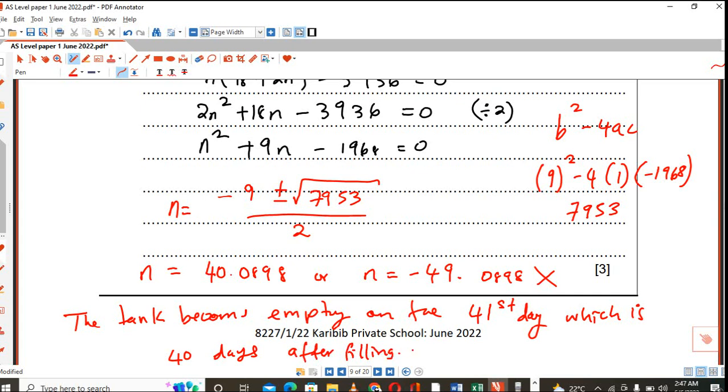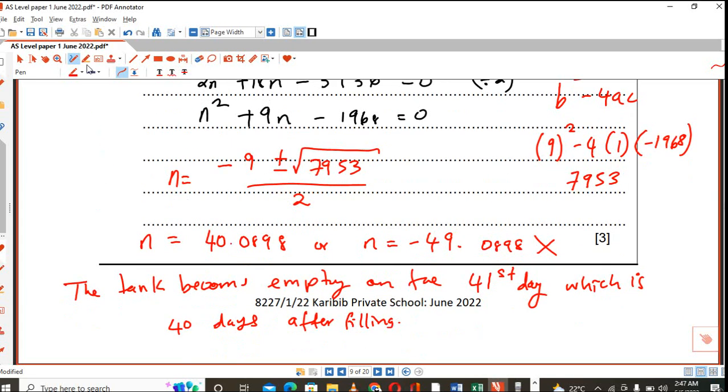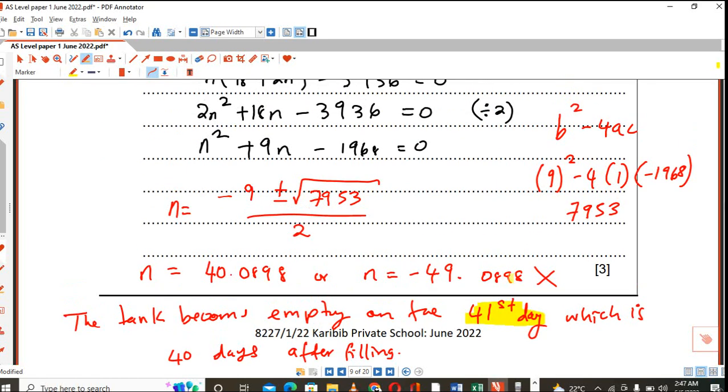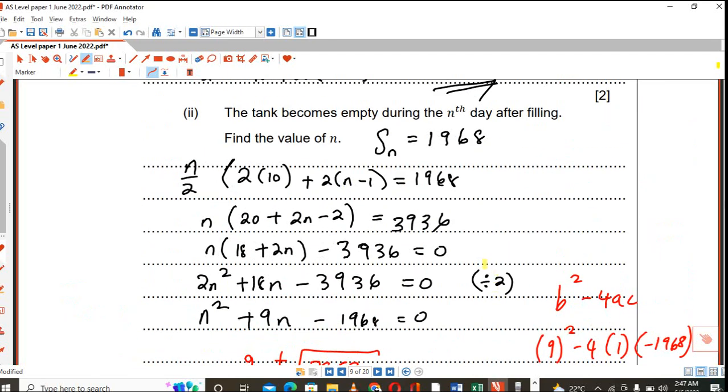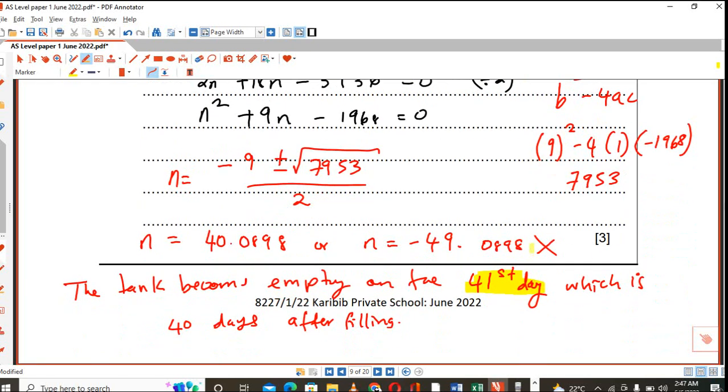So there's a little bit of a catch there. So you need to be careful when you are looking at this question. You must definitely read carefully. Okay, all right. So the value of n, therefore, we are going to work on is 41.